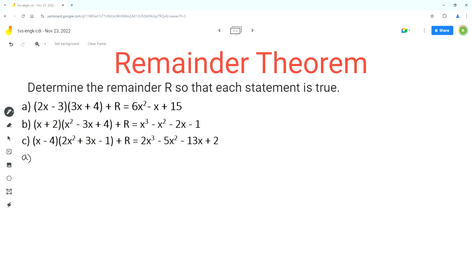We have to find the value of r by isolating r in the equation. The first step is to distribute the terms in the parentheses. We should use FOIL method. Two x times 3x is 6x squared. 2x times 4 is 8x. Negative 3 times 3x is negative 9x. Negative 3 times 4 is negative 12.